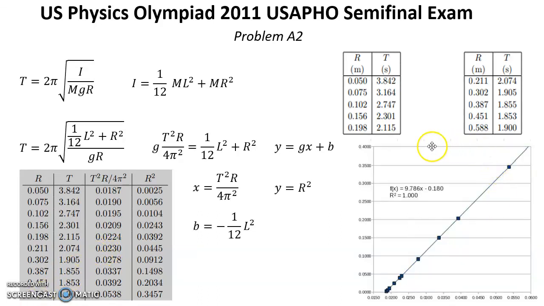The graph will look like this, and from this graph we can find what the slope of this straight line is and what the coefficient b is, which crosses this line. So finally we can find that g equals 9.179 meters per second squared and L equals 1.47 meters. So that's the result.